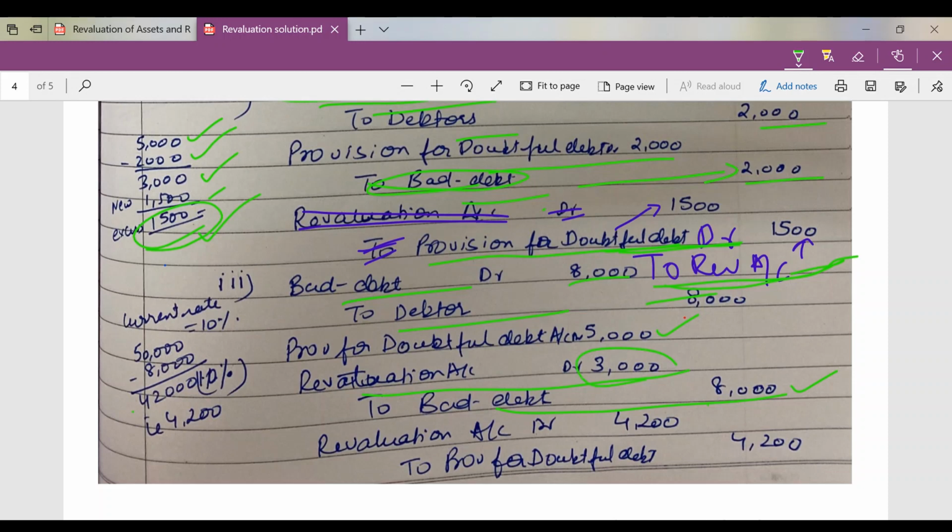And then let us see the calculation. You can notice one thing, the entire provision has been used up. That is why you are using revaluation. Now let us calculate the amount of debtors after the bad debt has happened. 50,000 minus 8,000 bad debt, so 42,000. On 42,000 I need to have a provision of 4,200. So let us create this provision also. Entry would be revaluation account debit to provision for doubtful debt. I am creating this provision of 4,200 for bad and doubtful debt.